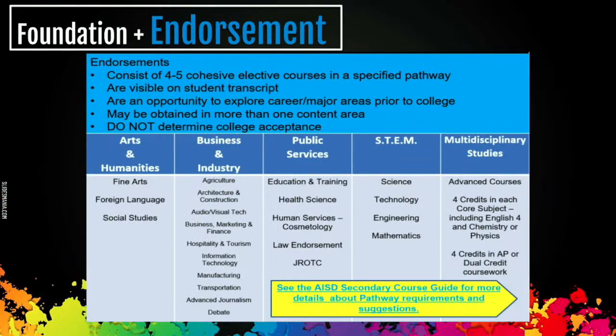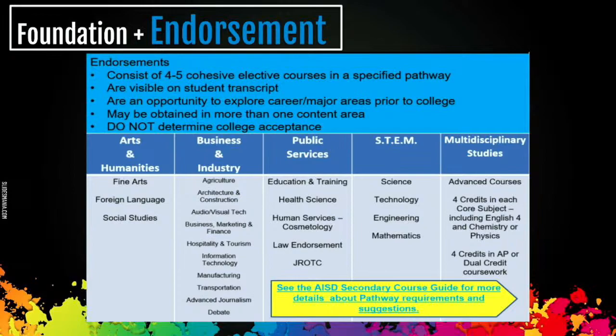So if they think they want to be a physician, they can start learning more about that now to see if that's really what they want to do when they get to college. Some students may earn more than 1 endorsement, and again, the endorsement does not determine college acceptance. Colleges do not ask for students' endorsements. It is a Texas graduation requirement. So there are 5 areas for endorsements that students can earn: arts and humanities, business and industry, public services, STEM, and multidisciplinary.